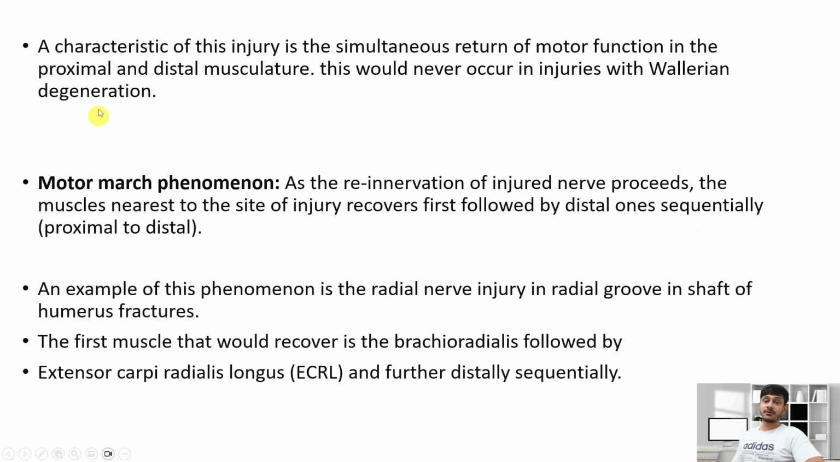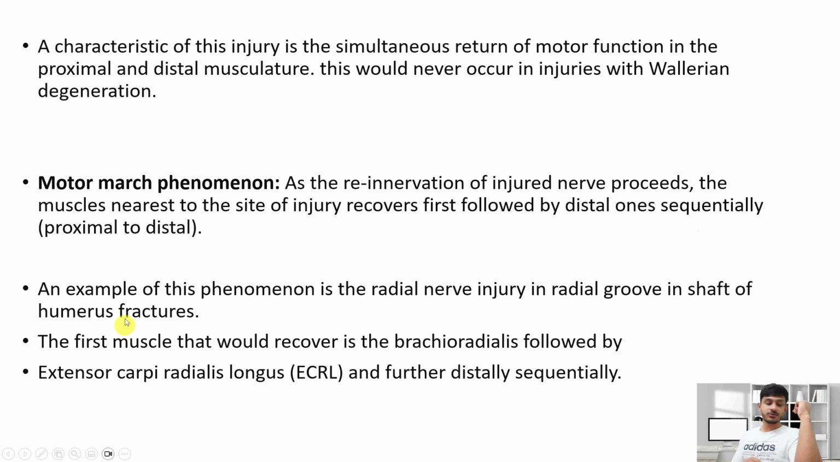A characteristic of neuropraxia is simultaneous return of motor function in proximal and distal musculature. This doesn't occur in Wallerian degeneration. Why? There's something called the motor march phenomenon. As the reinnervation of the injured nerve proceeds, the muscles nearest to the site of injury recover first, followed by the distal ones.